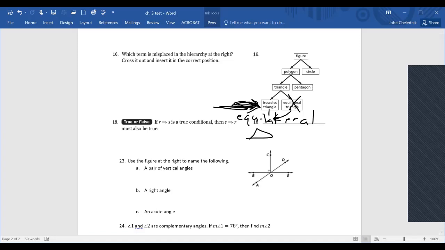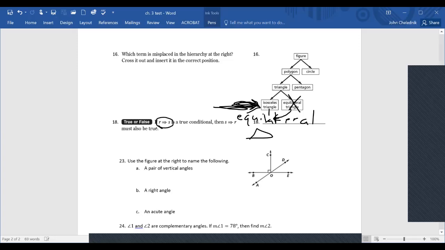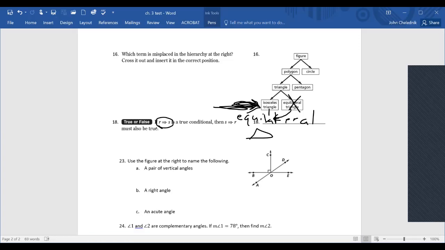this is hard to read because remember this symbol means if and then. So if you read this the right way, it will be like this. If R then S is a true conditional, then if S then R must also be true. Is that true or false? That of course is false.